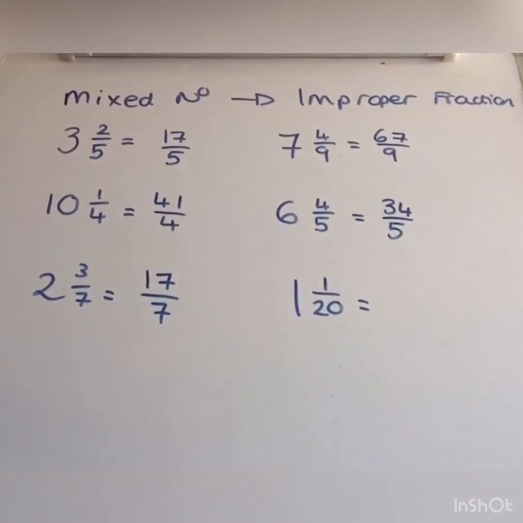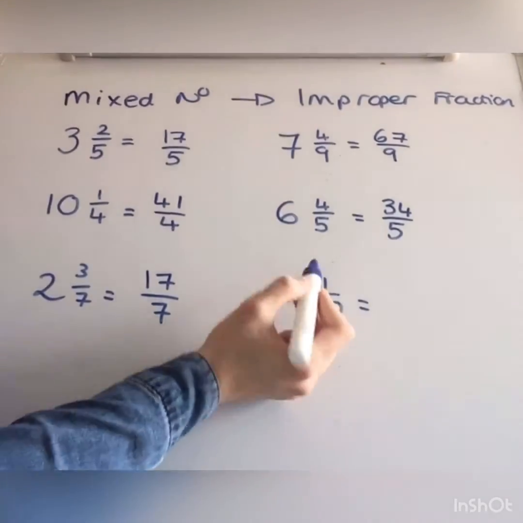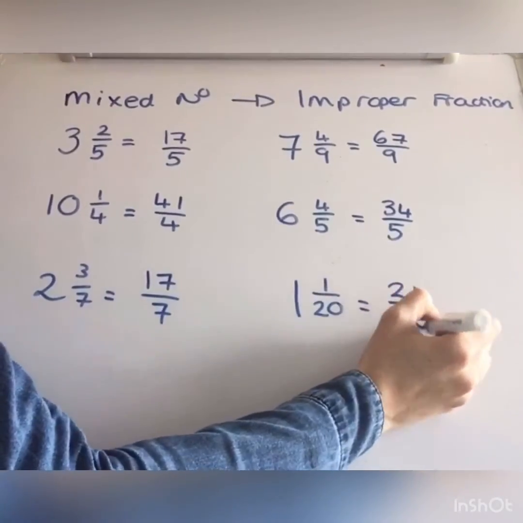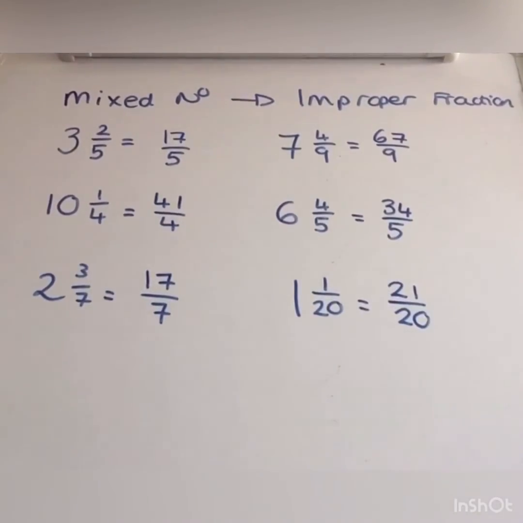And then finally, 1 times 20 is 20. 20 add the number on the top, the 1, is 21, and you pop it back over the 20. Now if there was any question there that you got wrong, I suggest you just replay the video before and then try and do these questions again.